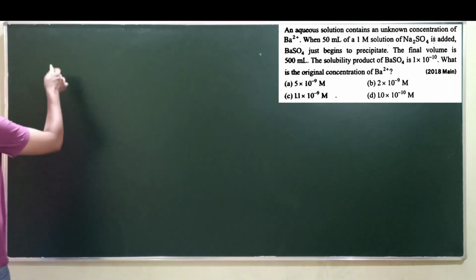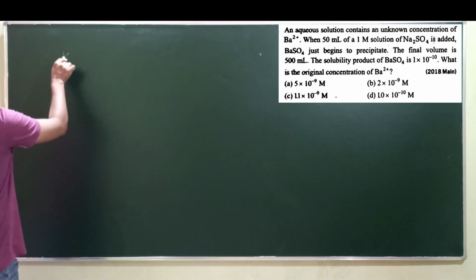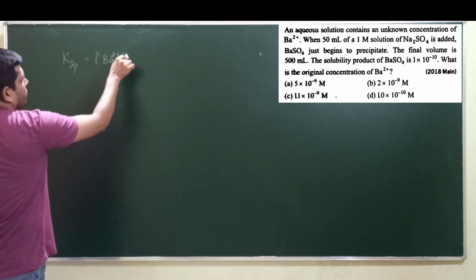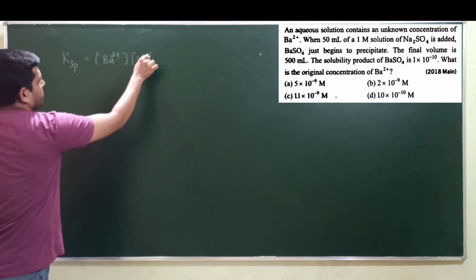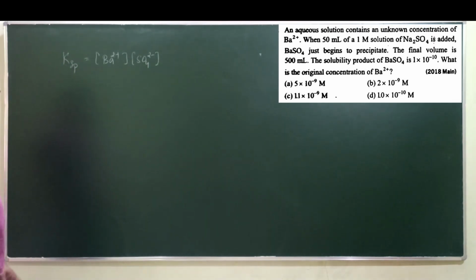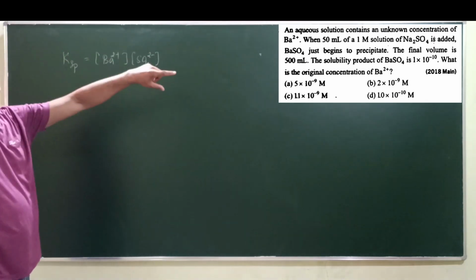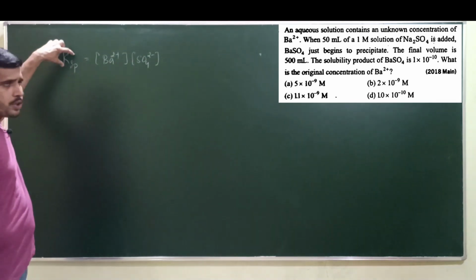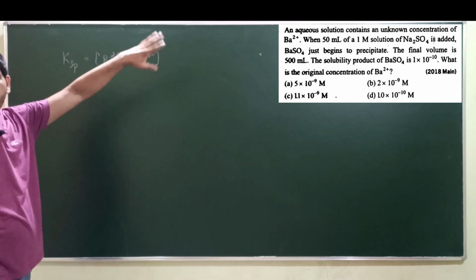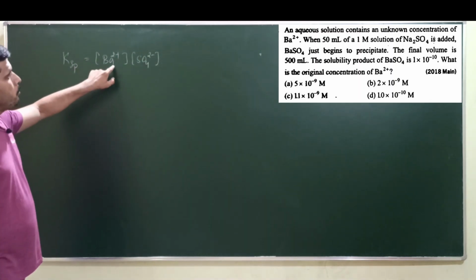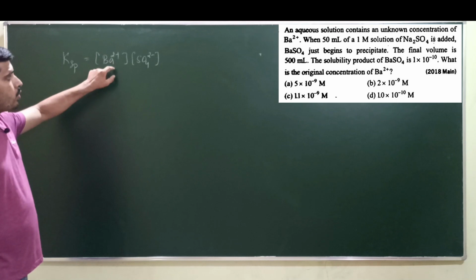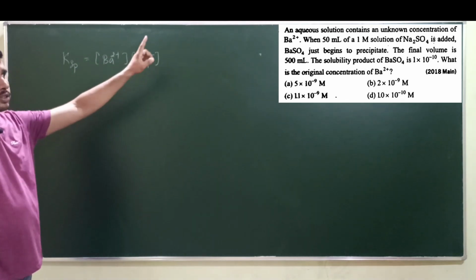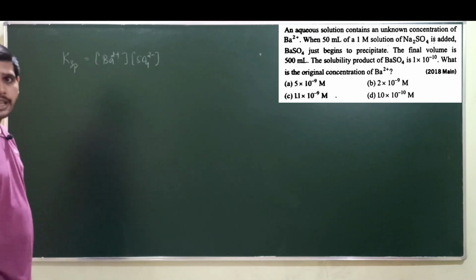So we have a basic formula: solubility product is equal to concentration of barium 2 plus ion into concentration of sulfate ion. Ionic product is equal to solubility product when precipitation begins. Therefore we can substitute 1 into 10 to the power minus 10 here. Barium 2 plus ion concentration can be found out with this, but we do not know the sulfate ion concentration in 500 ml. That has to be calculated first.